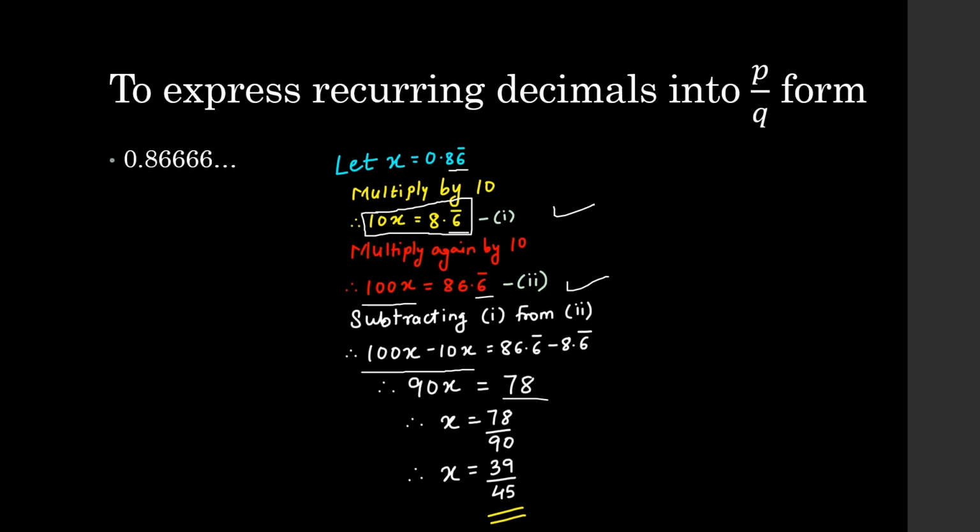Now we can simplify it. 2 threes are 6, 2 nines are 18, 2 fours are 8, 2 fives are 10, and your answer is 39 upon 45. So we can say that 0.8666 recurring is nothing but 39 upon 45 in fractional form, and in decimal form it is 0.866.